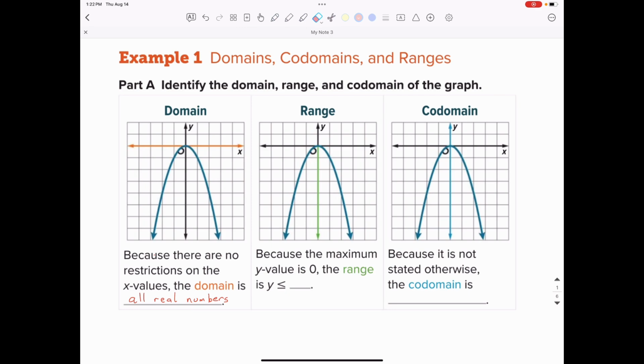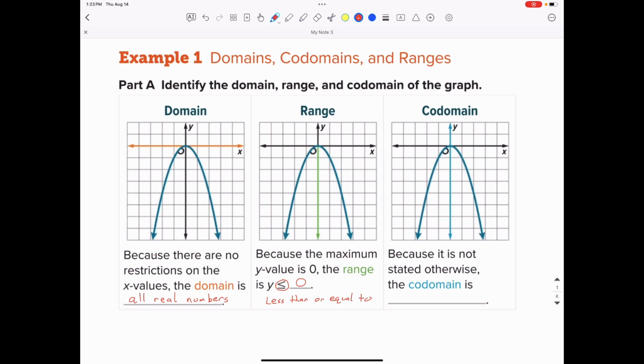So it does go all the way down to the lowest number that you can actually think of and then lower than that, but the highest number it could possibly be is 0. So because the maximum y value is 0, we would state that the range is y is, if you recall this symbol, when you underline that arrow pointing to the left, that is the less than or equal to symbol. And since the entire graph is below 0, we would say that the range of this graph is y is less than or equal to 0.